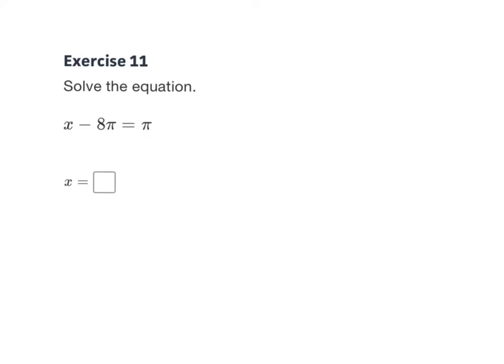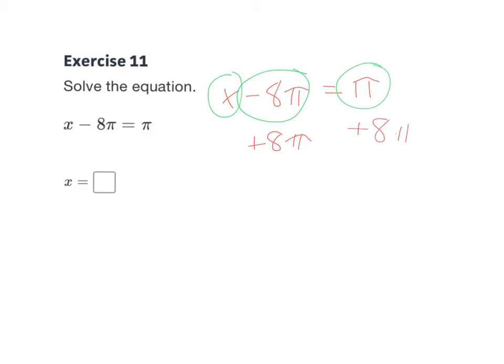Exercise 11. I've got x minus 8 pi is equal to pi. I need to get the variable by itself. Now remember, the variable is x. So before we go any further, let me get the terms. Here's one term, here's the next term, there's our third term. So now, to get rid of negative 8 pi, I'm going to do the inverse, which is I'm going to add 8 pi to both sides. That's going to give me x is equal to 9 pi.